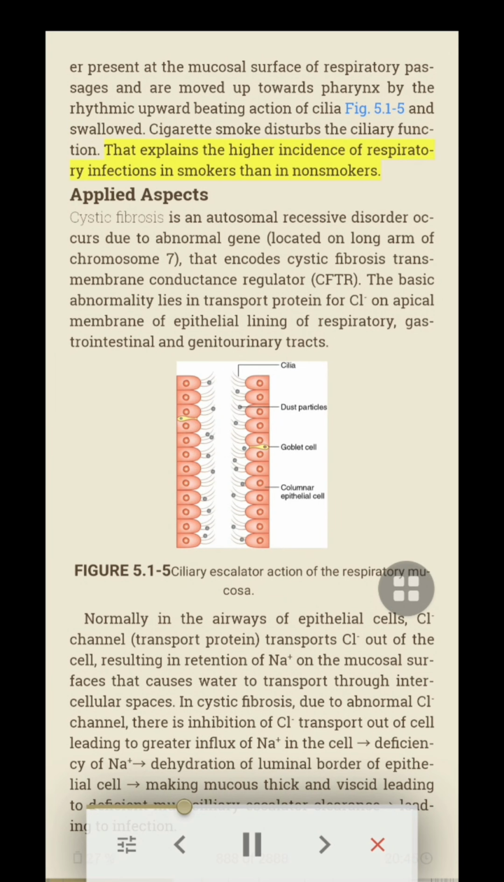Cigarette smoke disturbs the ciliary function. That explains the higher incidence of respiratory infections in smokers than in non-smokers.